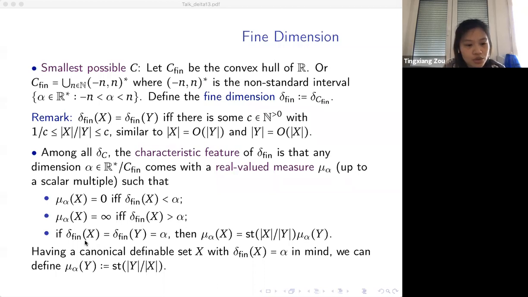And if two sets X and Y have the same dimension alpha, then mu alpha of X is the standard part of the size of X over the size of Y, times mu alpha of Y. And actually it's really the counting measure. For example, if you fix an X of dimension alpha, then you can define the measure to be the size of Y over the size of X, and then you take the standard part map. So this is sometimes called the counting dimension, a counting measure.